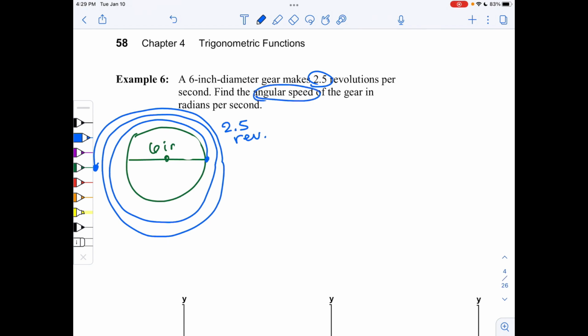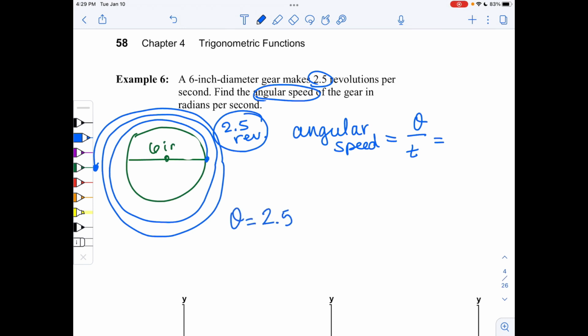If I want to look at the angular speed, I'm going to use my formula. Angular speed equals theta over t. In this case, our theta is 2.5 revolutions times a full circle. I know theta equals 2.5 revolutions times 2 pi radians, which is really 5 pi. So I'm going to use that up here, 5 pi divided by t, which is 1 second. So I know that my angular speed is 5 pi per second. That's it for now.